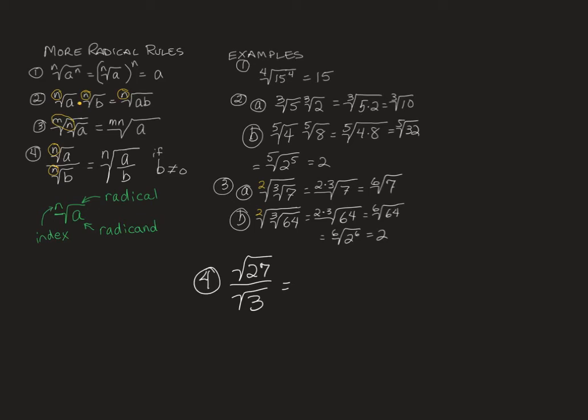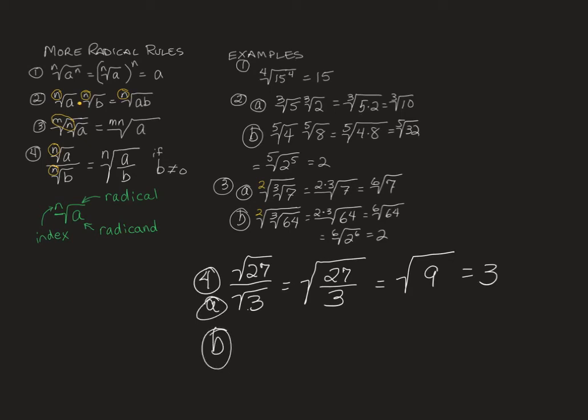Using rule number 4, we would keep the same index, which is our understood 2, but we would put a fraction under the radical, like that. 27 becomes the numerator, 3 becomes the denominator under a single radical. And now that we have it that way, we can do 27 divided by 3 is 9, and the square root of 9 is 3. Okay, so that was example A for that rule.